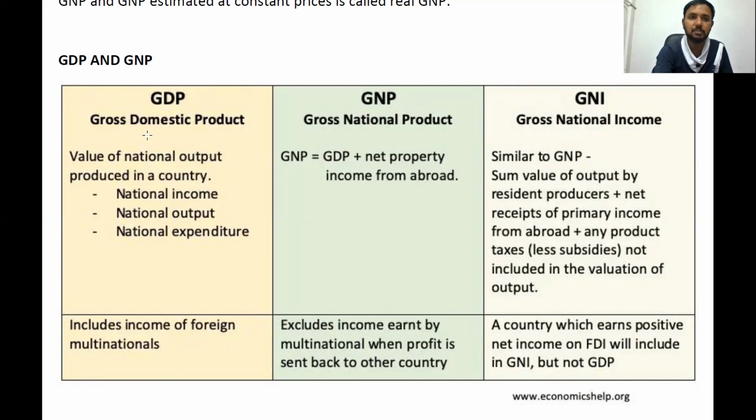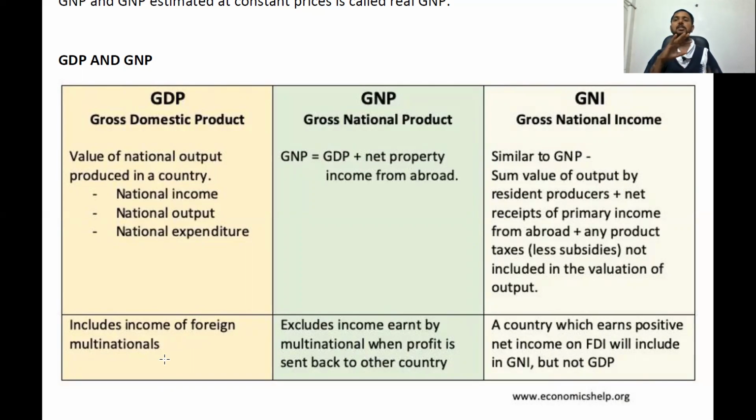So guys, what are the things that are included in the GDP? We will see the value of national output produced in a country. The total output that has been produced in a country will be considered in the GDP. But you need to focus on the thing that it is in the country. Whatever total output has been done in a country is considered in GDP. Three things we need to include in it: national income, national output, and national expenditure. It also includes income of foreign multinationals. So when foreign multinationals come to our country and do the production in our country, it will also be considered in the GDP.